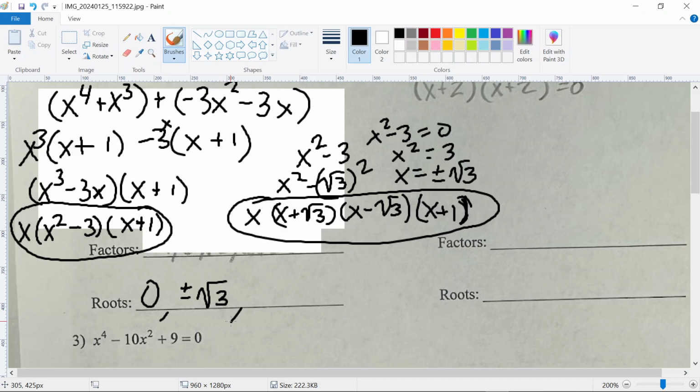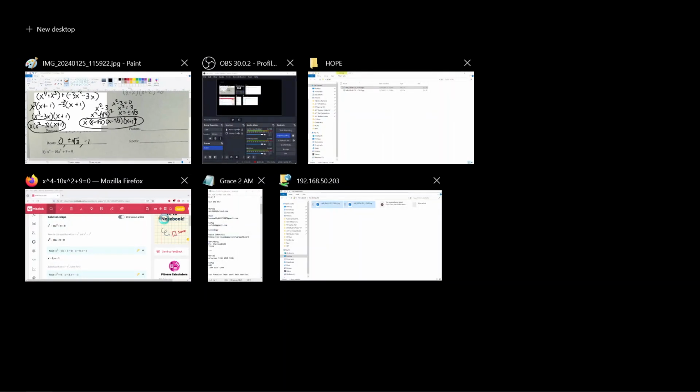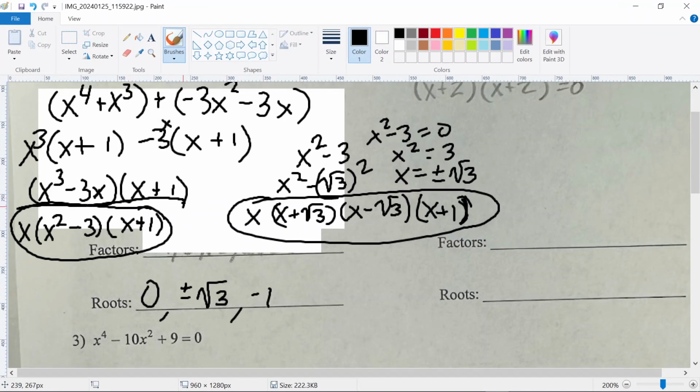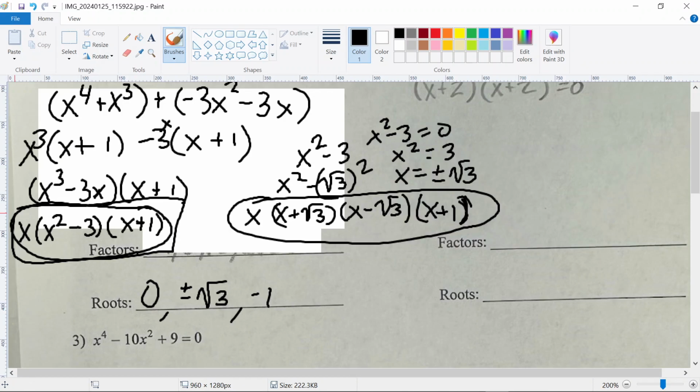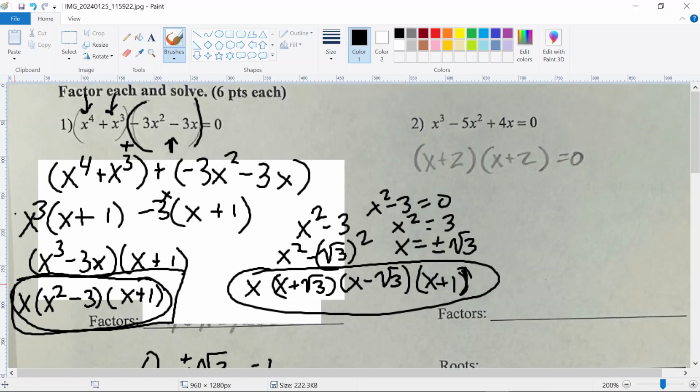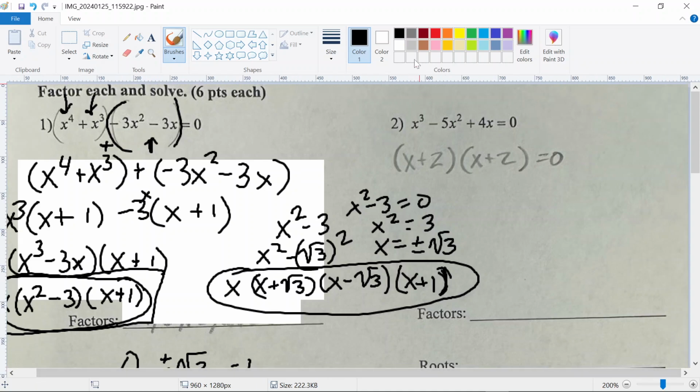And then x plus 1 equals 0. X equals minus 1. So those are your roots: 0, plus or minus square root of 3, minus 1. And the factors, I'm pretty sure this is enough. I think that's enough. X squared minus 3, and x plus 1. And it's done by grouping. All right, this one, x cubed minus 5x squared plus 4x.